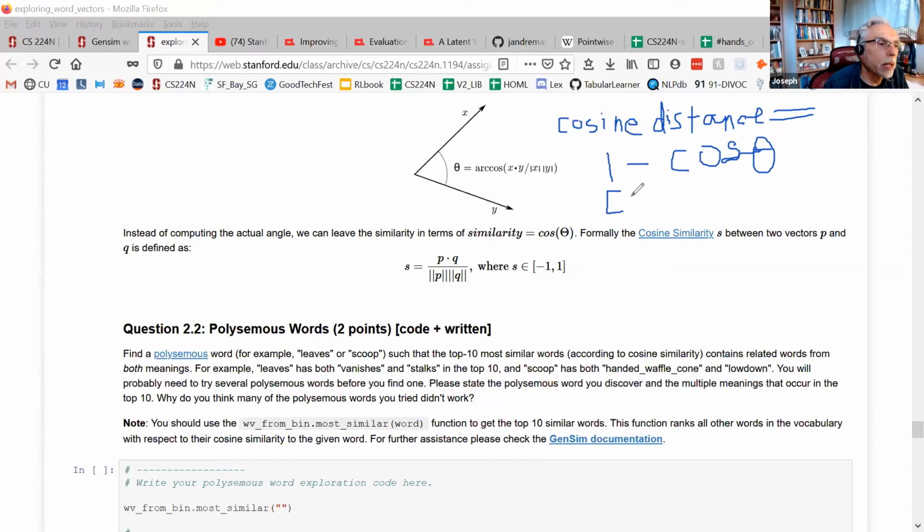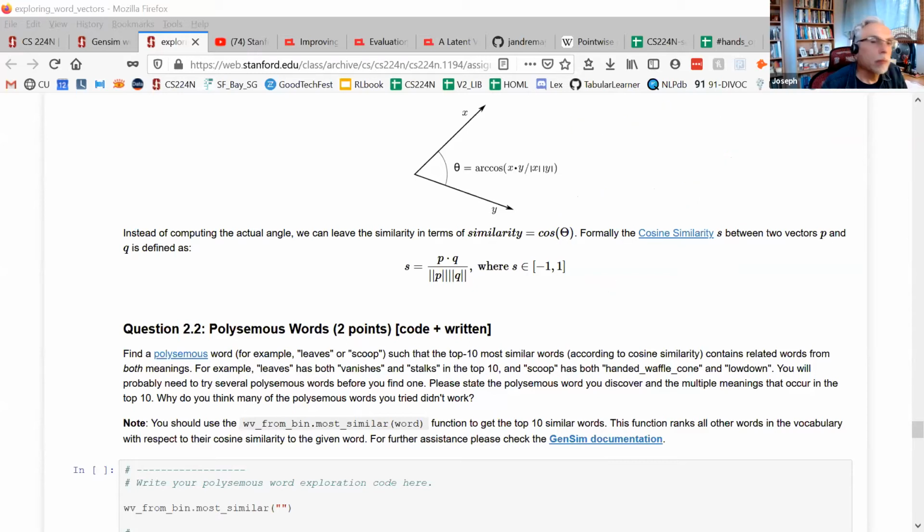Yeah, it can range from 0 to 2, right? Because the cosine ranges from -1 to 1, the distance ranges from 0 to 2. If the cosine is 1, then the distance is 0. But it's always going to be in that range. So if you're looking for synonyms, you want to find words that have a cosine distance of 0. And if you're looking for antonyms, you want to find words that are as far as possible away, so they have a cosine distance of 2. Does that make sense to everybody? Because they talk about antonyms and synonyms later on in this homework assignment.